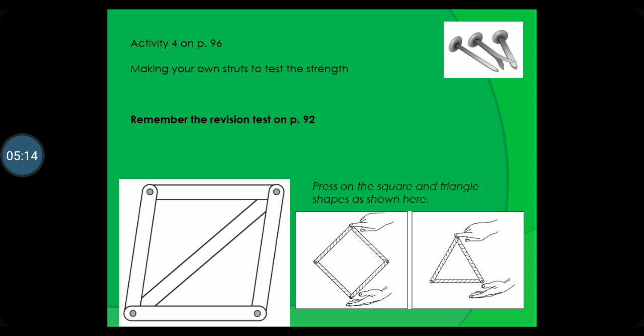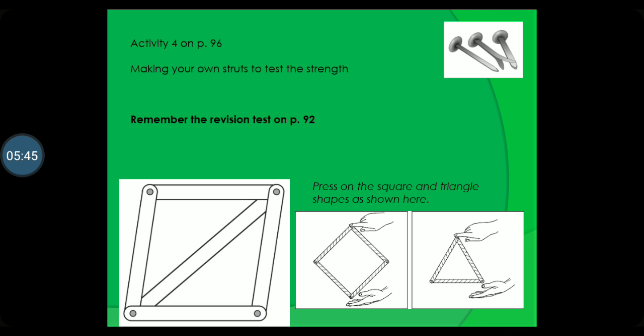Okay. So now let's have a look at activity 4 on page 96. So this is once again a little bit of an experiment. Now remember in last week's NST, you had to fold the paper and then put the pen on top and see which piece of paper works the best. Now it's going to be similar to that, but you're going to make your own strut. Okay, so here you have a couple of examples. So you have to make two struts, one triangular strut and one square shaped strut.